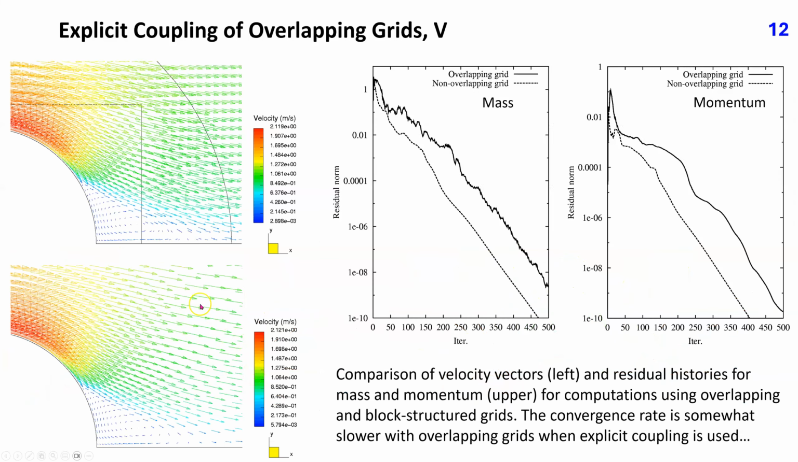These two plots show velocity vectors in the immediate wake of the obstacle, from overlapping grids and from block-structured grid. One cannot see any significant difference in the position of separation line or the length of recirculation zone. These two plots show residual histories for mass and momentum against outer iterations. The convergence rate is somewhat slower with overlapping grids than on block-structured grid when explicit coupling is used.